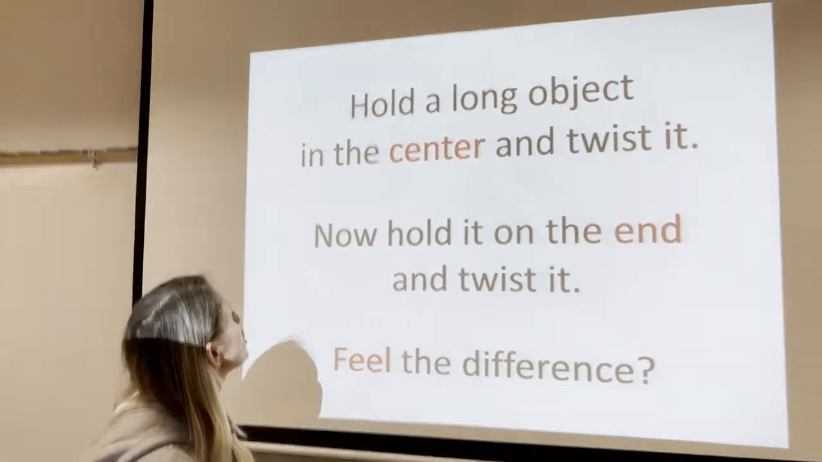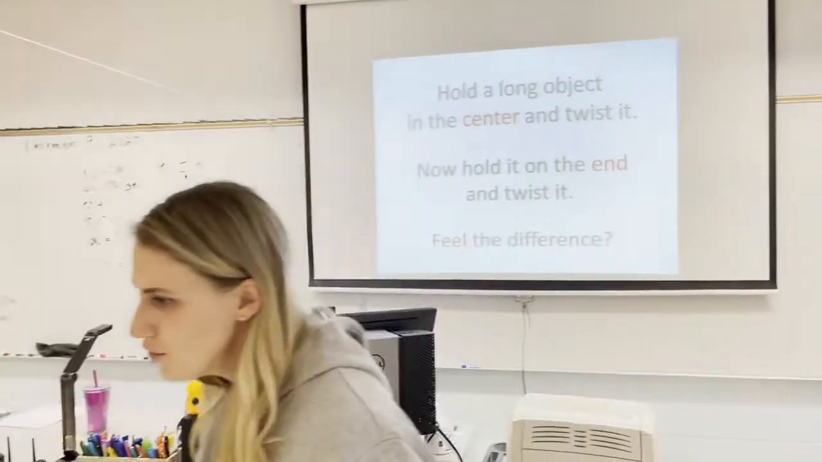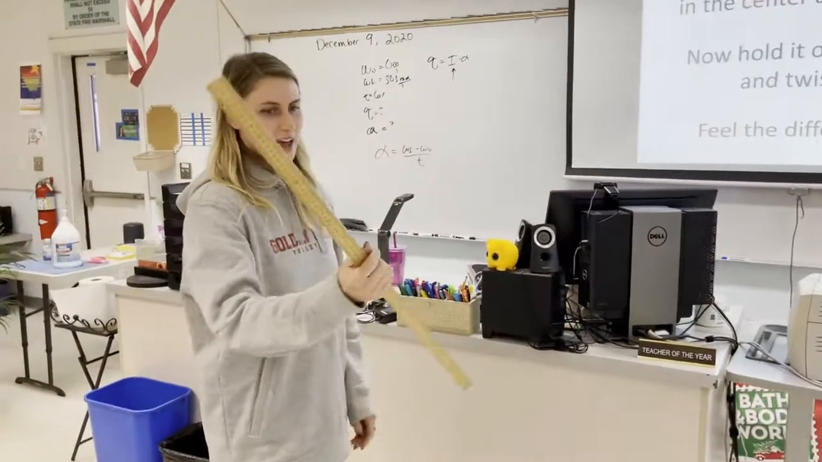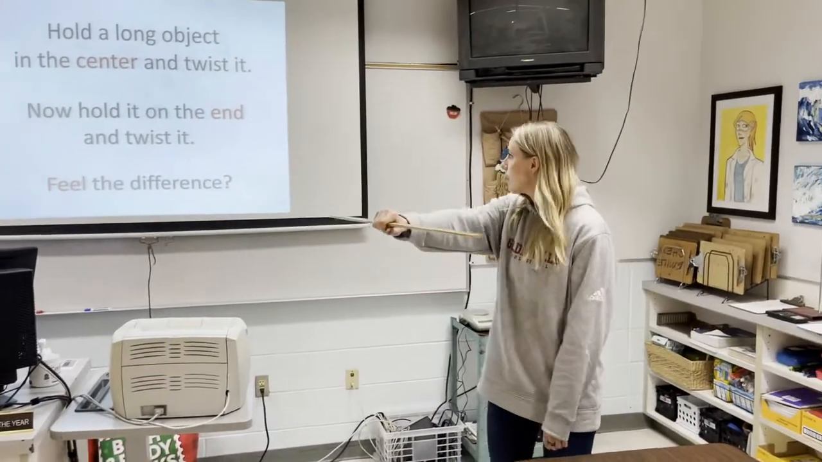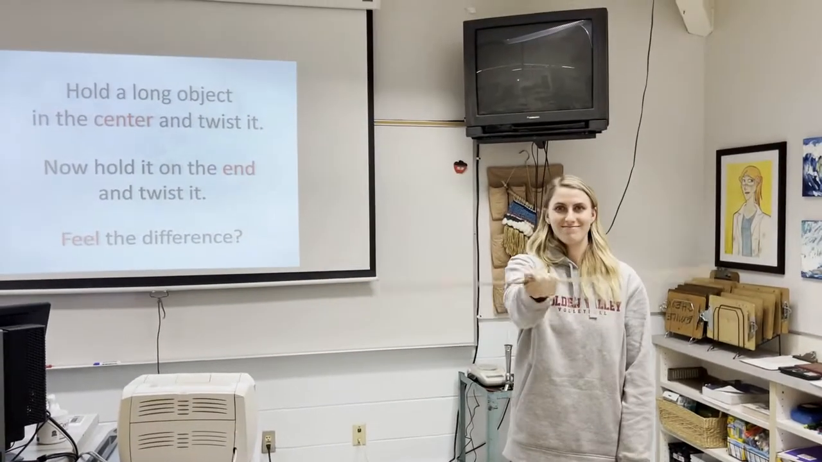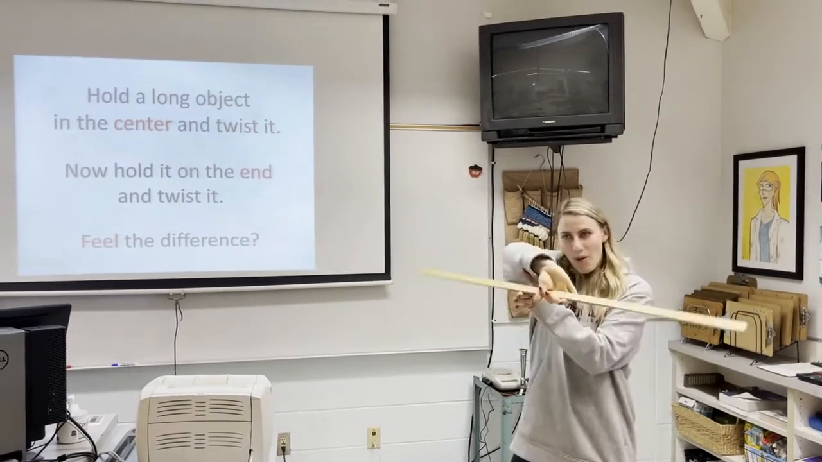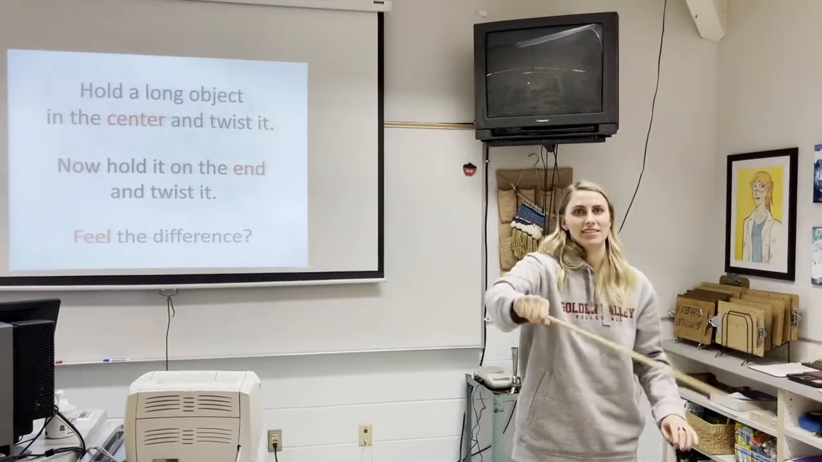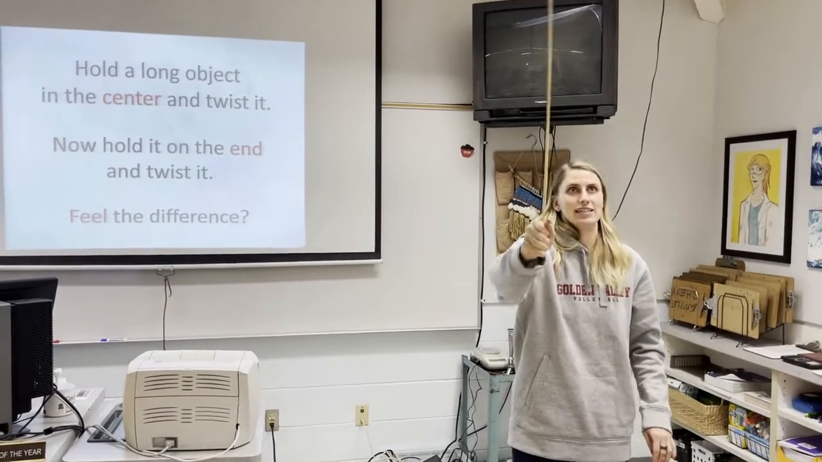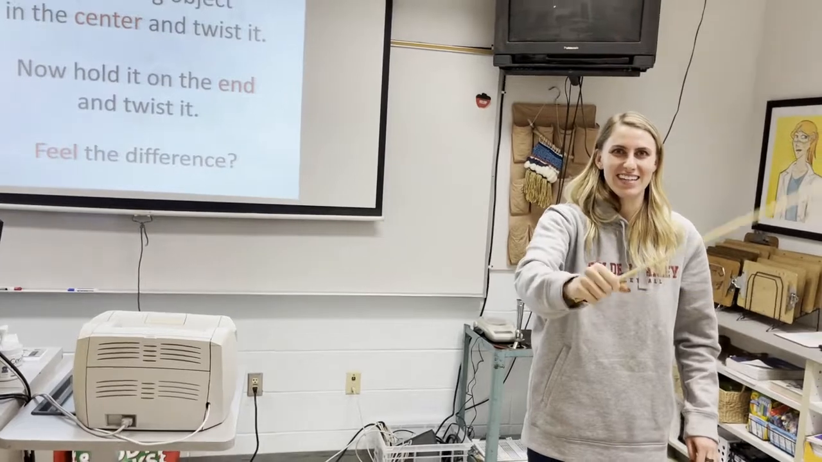Hold a long object in the center and twist it. Do you guys have a ruler or something like that? We have a meter stick here. So hold a long object in the center and twist it. Okay, now hold it on the end and twist it. Don't go up and down, just twist. Yeah, there you go.